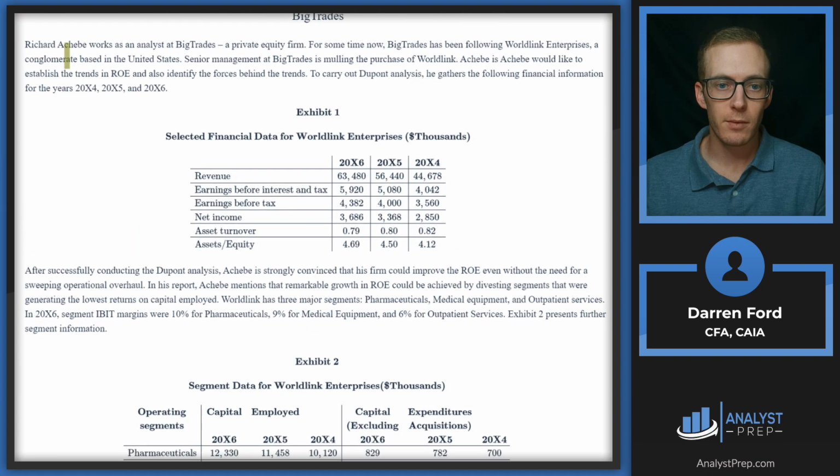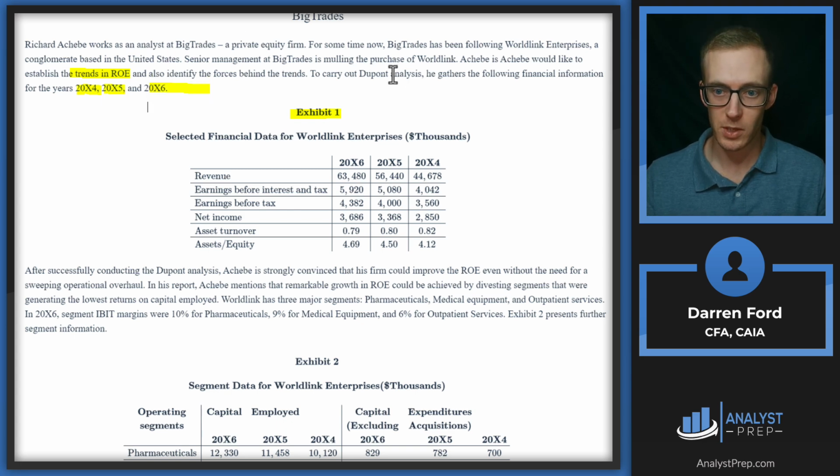All right, let's start reading right up at the top. Exhibit 1's right here, so this is what we're going to be using, but let's still read this paragraph for context. Richard Akibi works as an analyst at Big Trades, a private equity firm. For some time now, Big Trades has been following WorldLink Enterprises, a conglomerate based in the United States. Senior management at Big Trades is mulling the purchase of WorldLink. Akibi would like to establish the trends in ROE, that's what we're looking to do for our question, and also identify the forces behind the trends. To carry out DuPont analysis, he gathers the following financial information for the years 2014, 15 and 16.